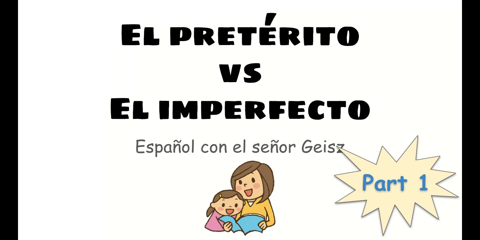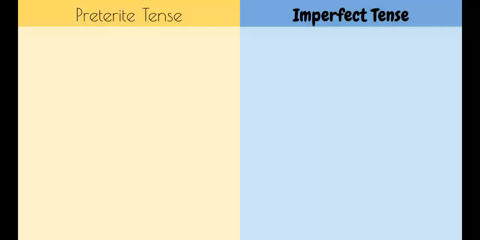In this video, we're going to be talking about the differences between the preterite tense and the imperfect tense in Spanish. This is a fascinating and in many ways nuanced concept that can be a little bit foreign to those of us whose native language is English. So we're going to be dedicating a few different videos to learning how to appropriately use both of these tenses.